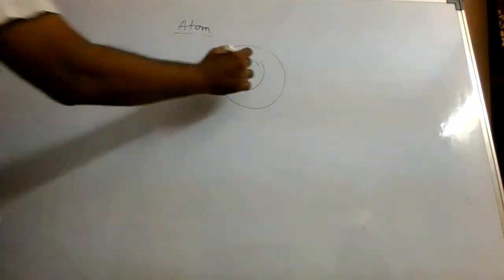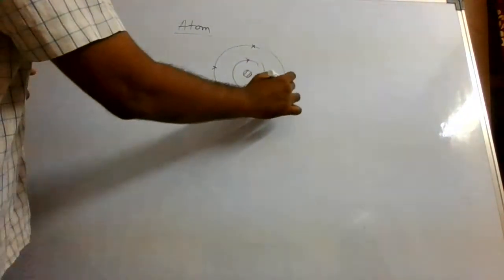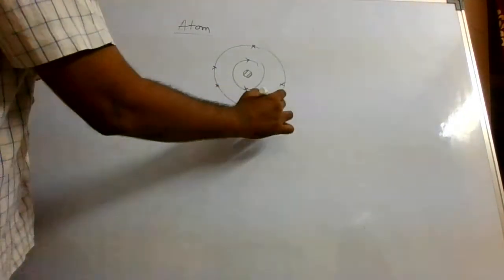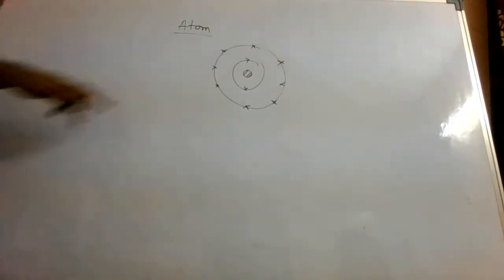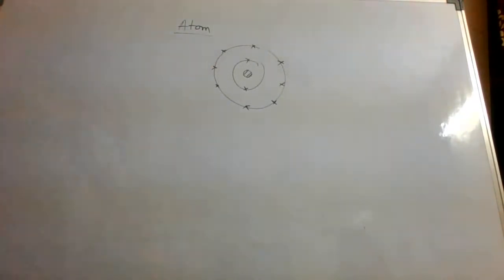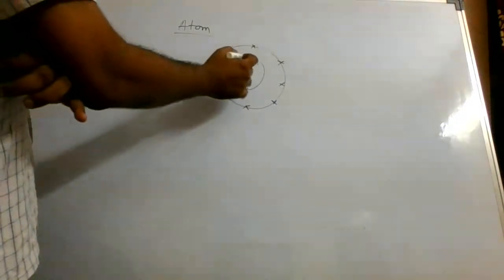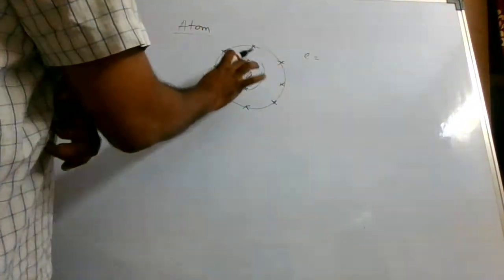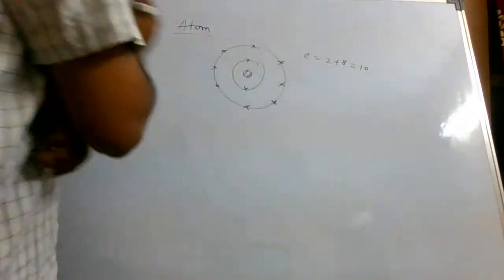So in the first orbit you can have 2 electrons. In the second orbit we discussed you can have 8 electrons. So there are some specific numbers. So this is a stable system. So here if you take this atom, how many electrons are there and how many protons are there? So number of electrons is 2 plus 8, it is 10.